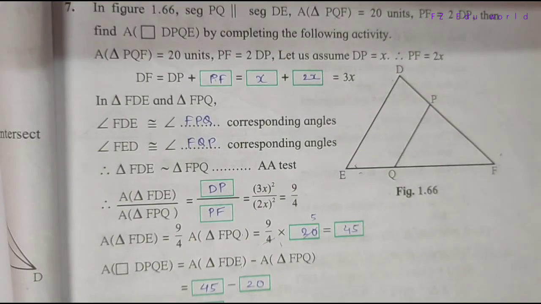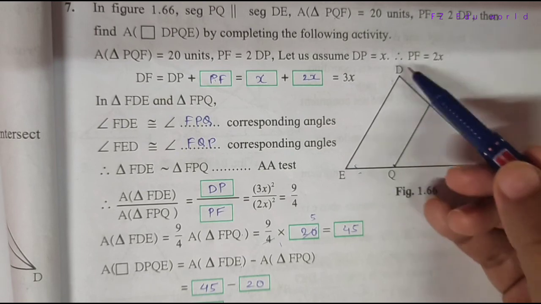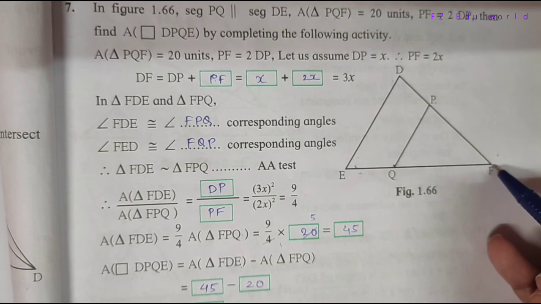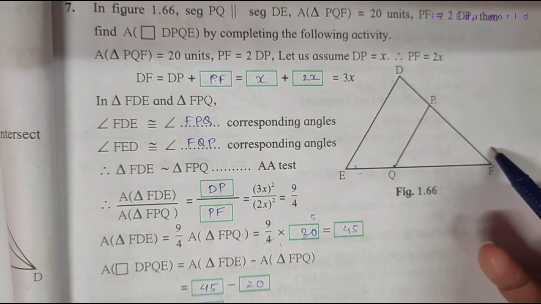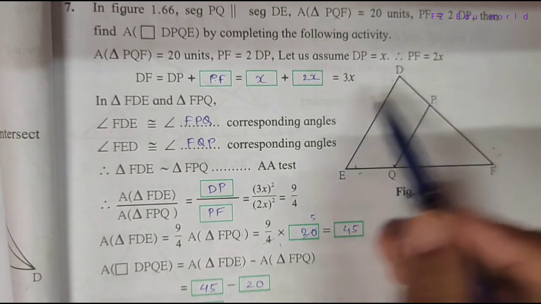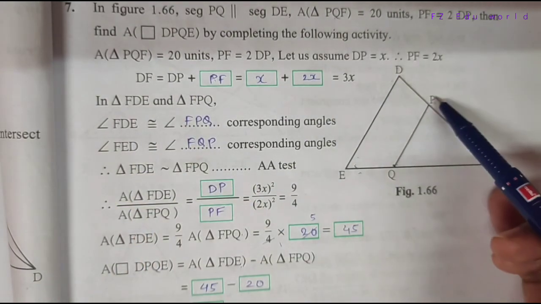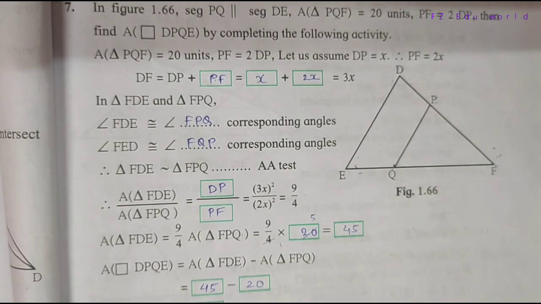In the next question, that is the 7th question, we need to complete one activity. Here in the figure, segment PQ is parallel to segment DE. Area of triangle PQF is given as 20 units. PF is equal to 2 into DP, twice of DP. Then find the area of quadrilateral DPQE. This is a quadrilateral and we have to find its area.